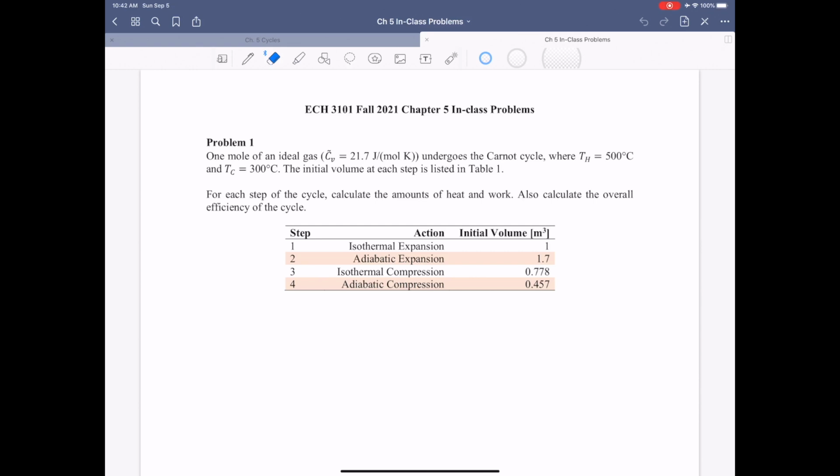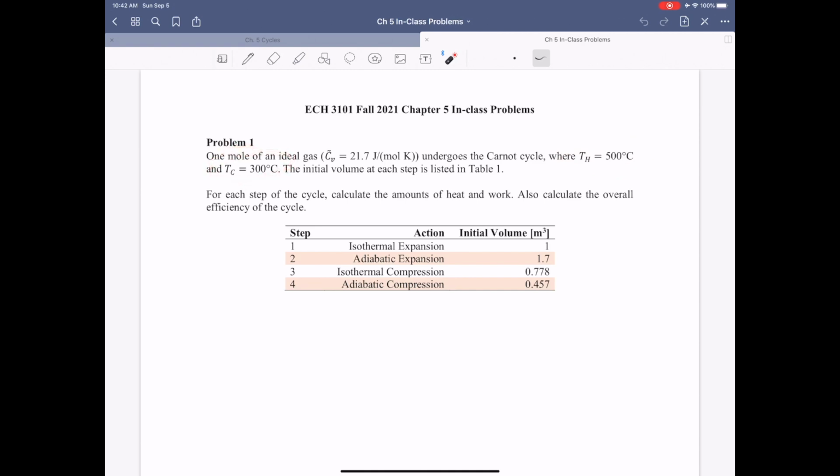Let's practice applying a thermodynamic analysis to the different steps of the Carnot cycle. In this example problem, we're going to take 1 mole of an ideal gas, and we're told that the constant volume heat capacity of the gas is 21.7 joules per mole Kelvin. We're going to have it undergo a Carnot cycle, where the temperature of the hot reservoir is 500 degrees Celsius and the temperature of the cold reservoir is 300 degrees Celsius.